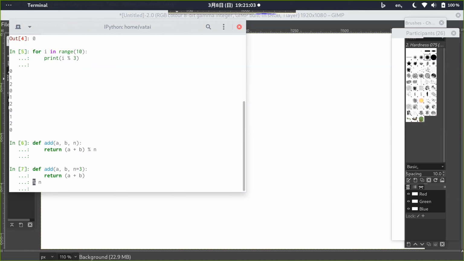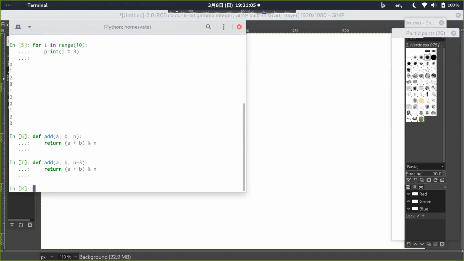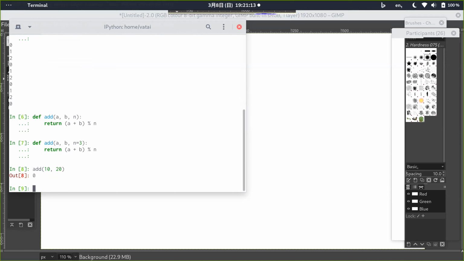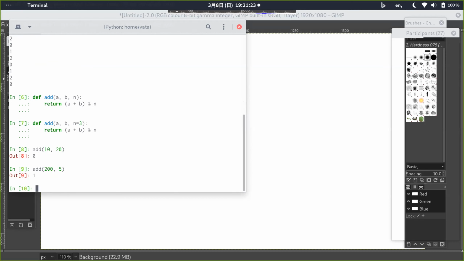Oops, this doesn't work as I expected. But yeah, so for example, you could do something like add 10 plus 20. And that would be 0 because that's 30, and 30 is divisible by 3. Or for example, you could do add 200 plus 5, and that would be 1. And you can actually check that it works.